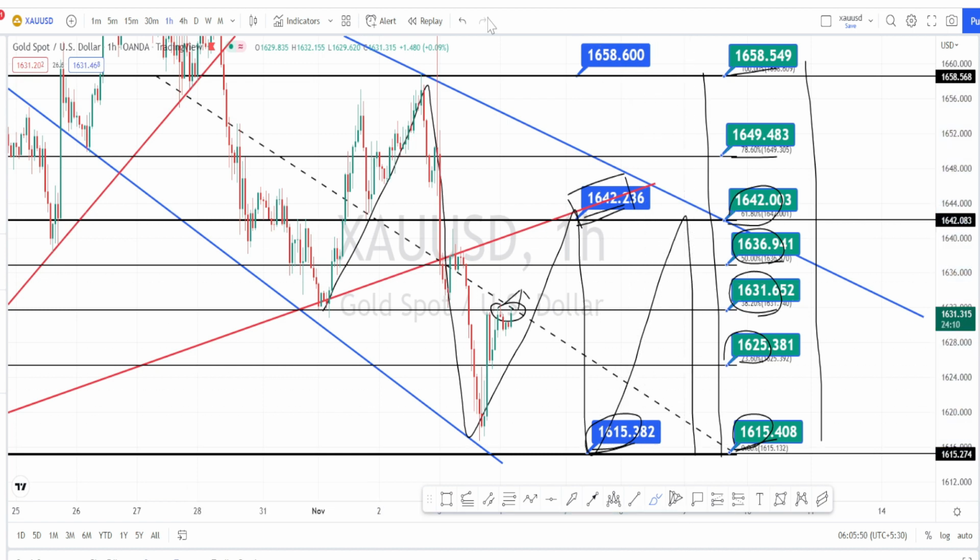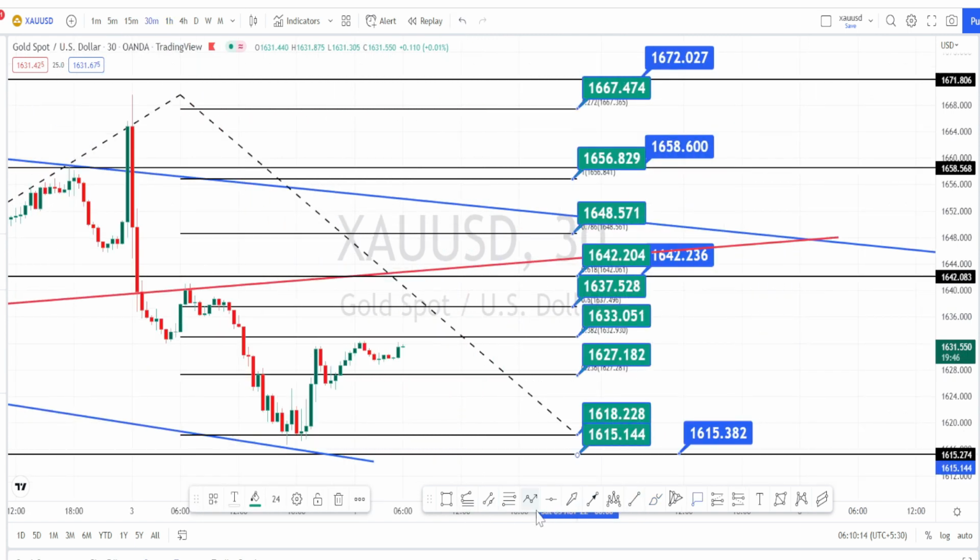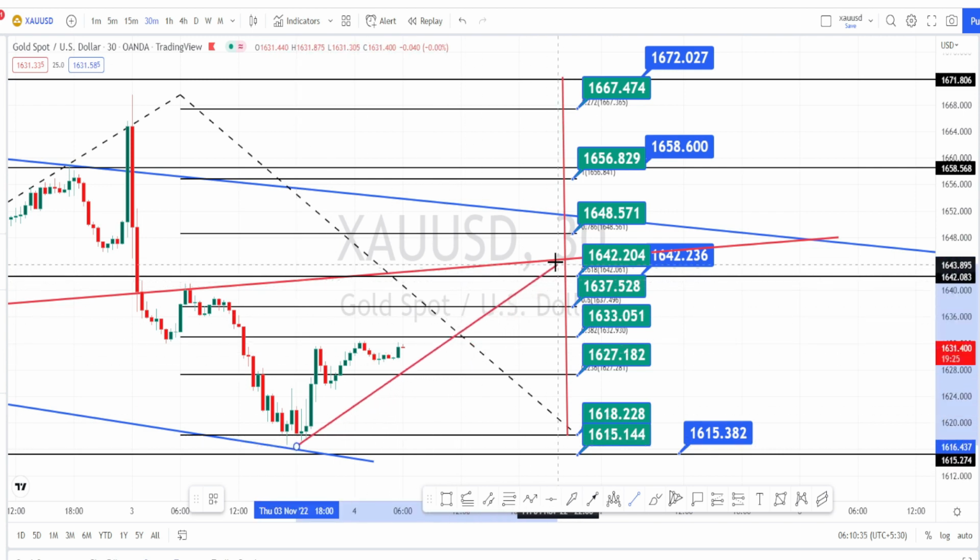Let us mark the support and resistance levels for 30 minutes time frame. I am in 30 minutes time frame now, and the values within these green color boxes are the resistance and support levels for current price action in 30 minutes time frame. Currently the price action has taken support around the support level of 1618, and we are noticing the price action to bounce back on the bullish side retracement.